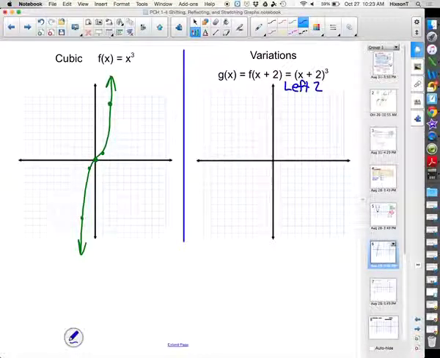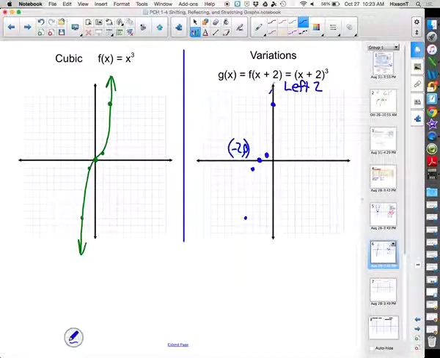If you think about it again in terms of movement, like I mentioned yesterday, we're going to get up to 0 two units faster because we're adding 2 to it. So instead of getting to the axis at (0, 0), we're going to get to it 2 units sooner at (-2, 0). Okay? So that whole thing is getting shifted over 2 units. Instead of getting up to 1 when x is 1, I'm getting to 1 when x is -1. And I'm getting up to 8 when x is 0.